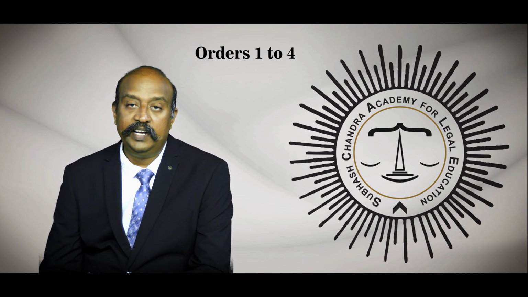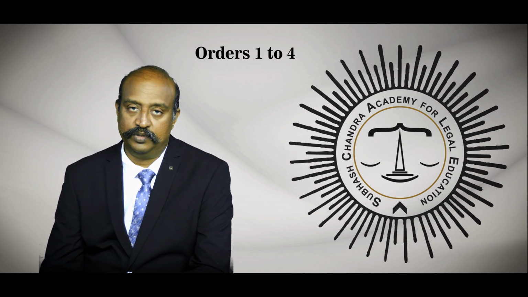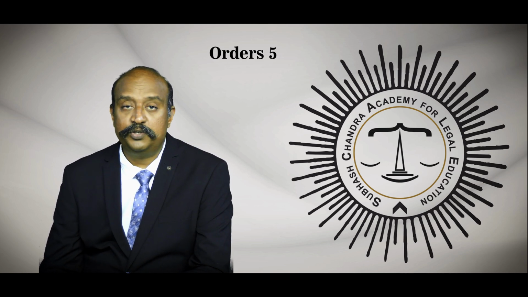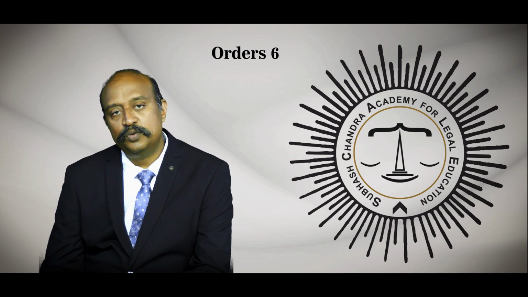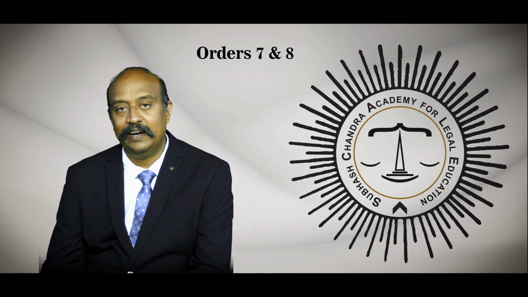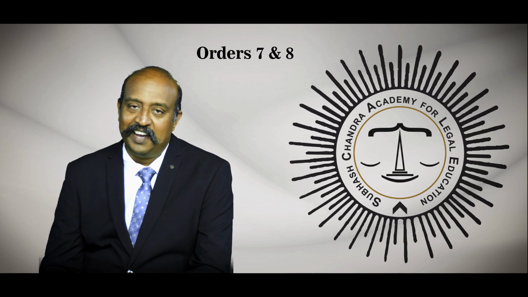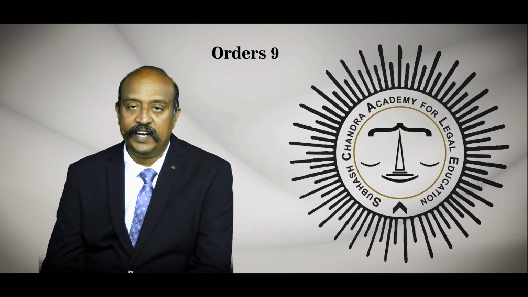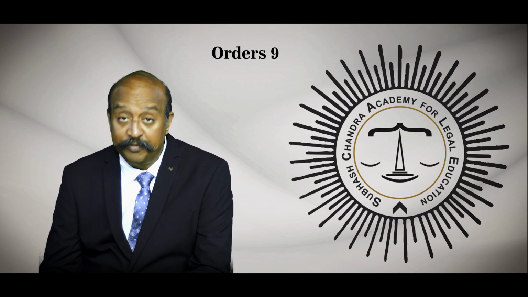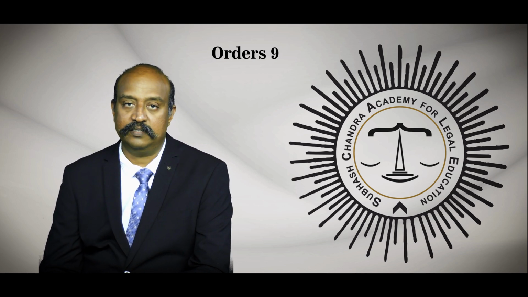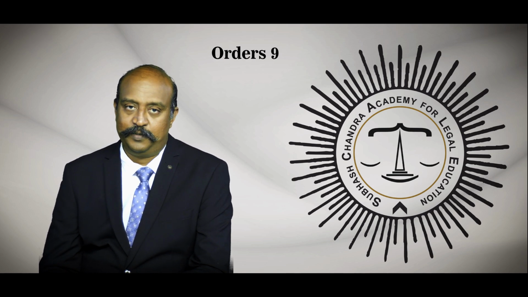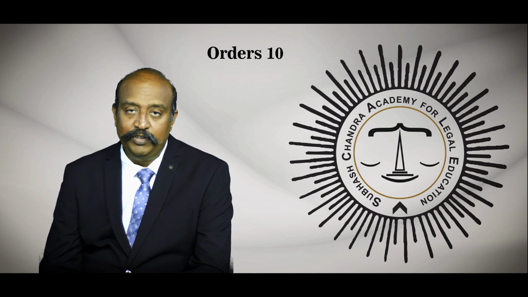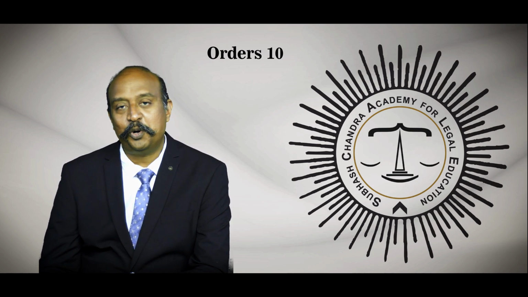Orders 1 to 4 deal with institution and frame of suits. Order 5 contains provisions as to issue and service of summons. Order 6 deals with pleadings. Orders 7 and 8 relate to plaints, written statements, set-offs and counterclaims. Order 9 requires parties to the suit to appear before the court and enumerates consequences of non-appearance. Order 10 enjoins the court to examine parties with a view to ascertaining matters in controversy in the suit.